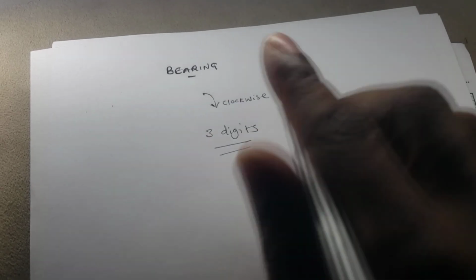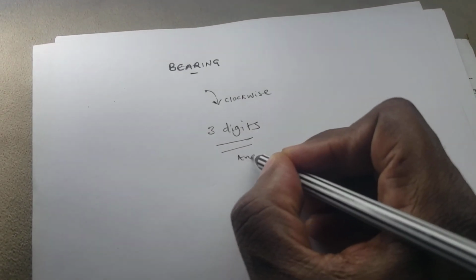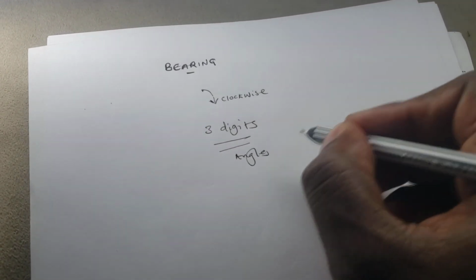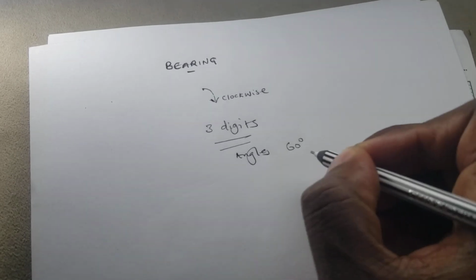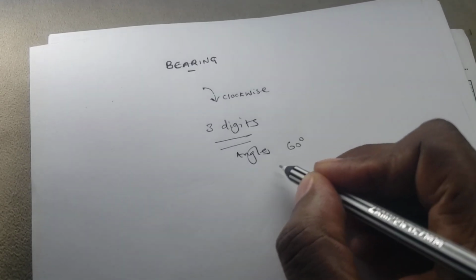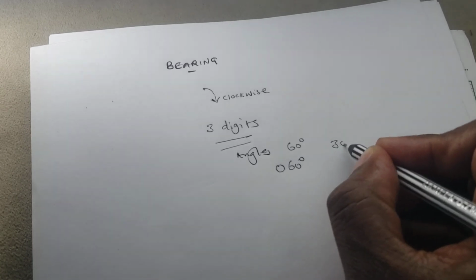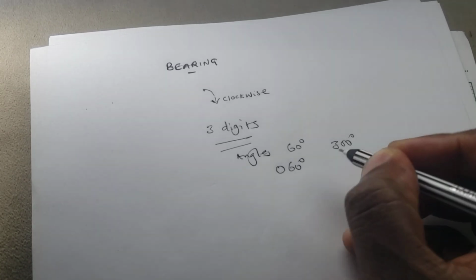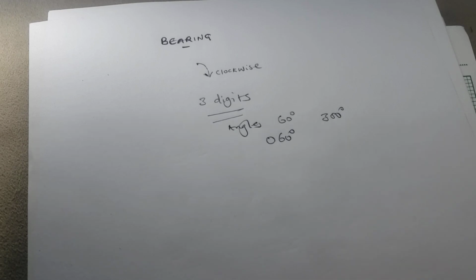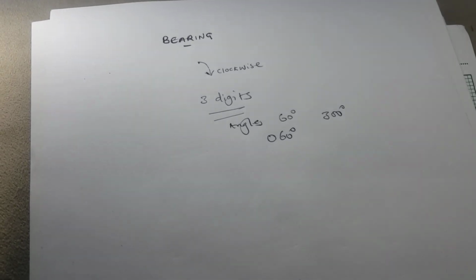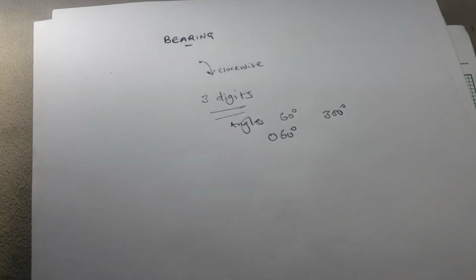Since we have talked about angles, sometimes you might find maybe it's 60 degrees. With bearing, we don't write 60 degrees, we say 060 degrees. If it is 300 degrees, we just leave it like that because it's already in 3 digits. What I'm trying to say is all the bearings are measured in 3 digits.